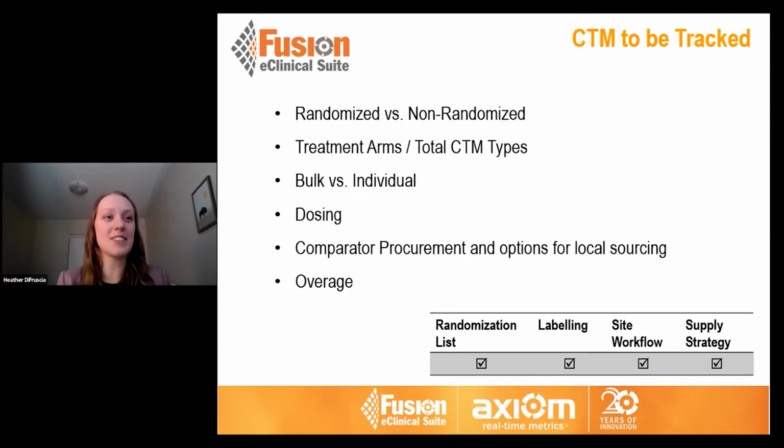So our clinical trial materials to be tracked. A big one right up front is going to be, are you talking about randomized versus non-randomized inventory? If you're looking at randomized inventory, then you need to be generating a corresponding kit list that's going to manage the treatment ratio. Are you doing a scrambled kit list? Are you doing a kit list that's sequential? And how are you going to maintain the blind there?